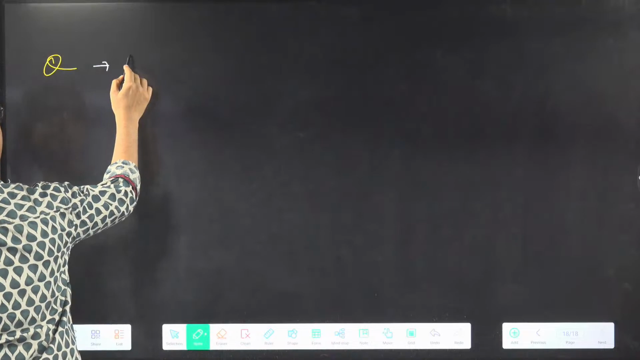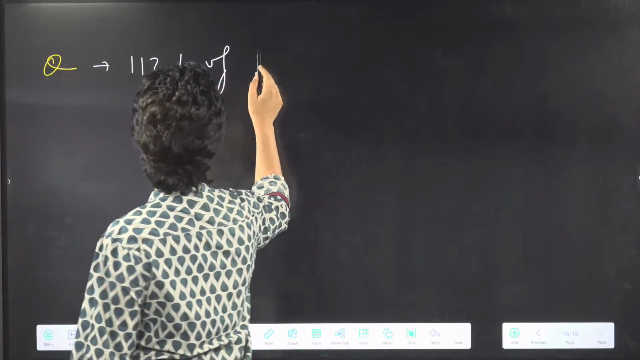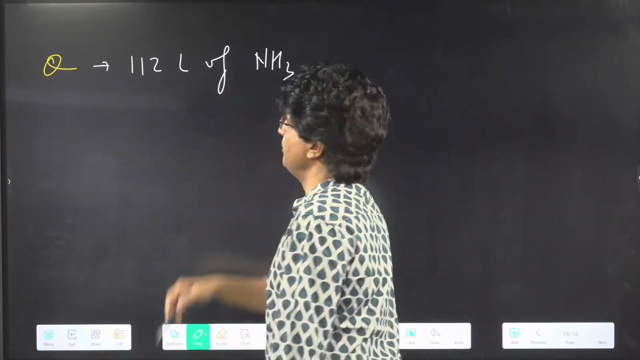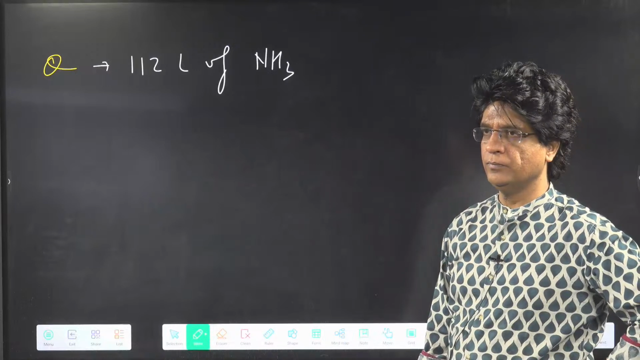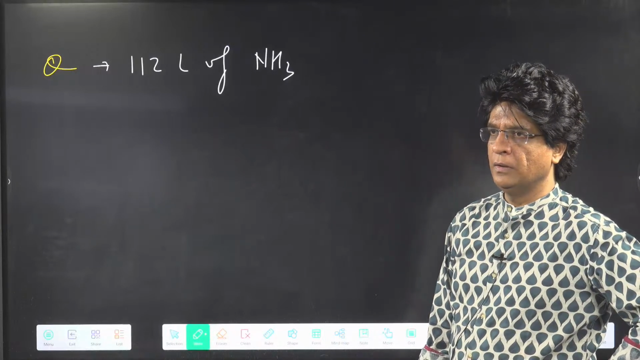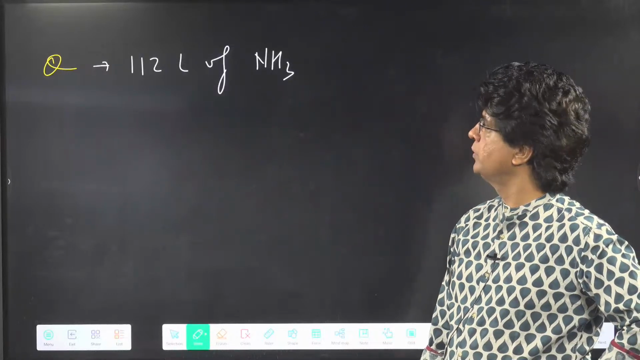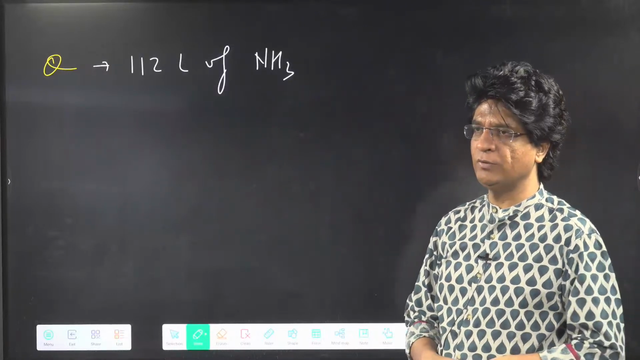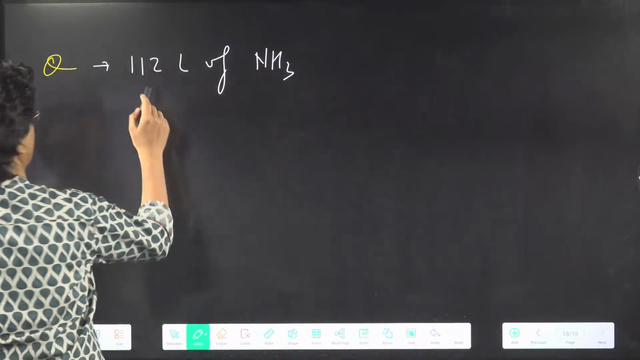It's 112 liters of NH3 at STP. All of them at STP. Come on. 112 liters. Vasanta, be careful. 112 liters.